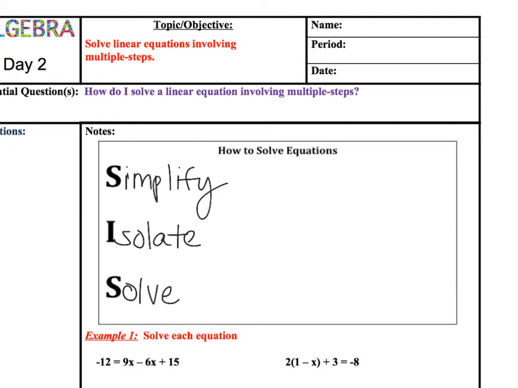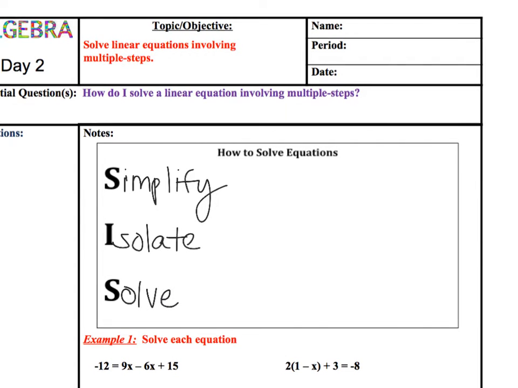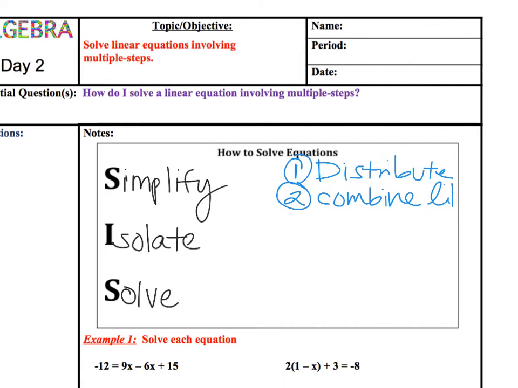Simplify. We talked about this on Friday. You need to distribute. Distribute first, and then combine like terms. You have to distribute first before you combine like terms.